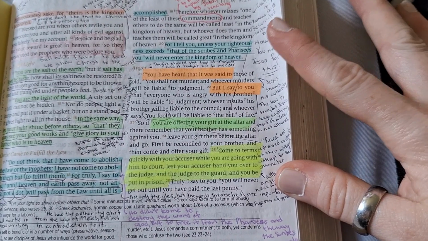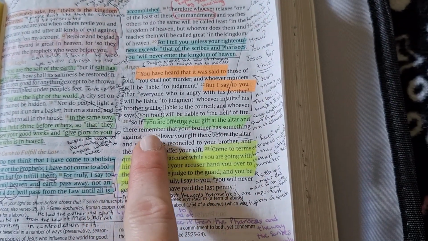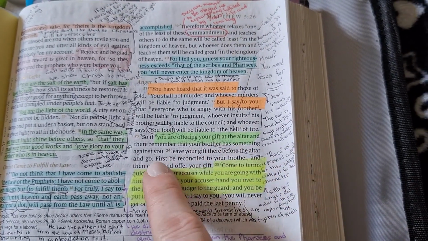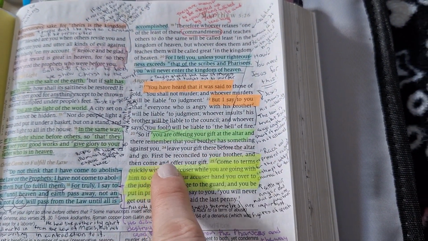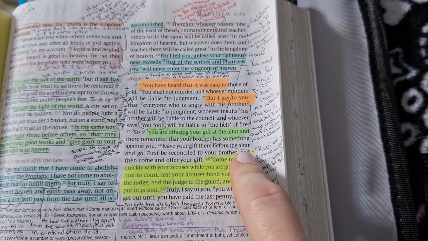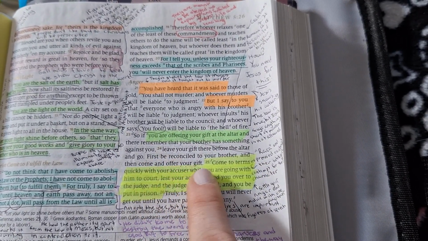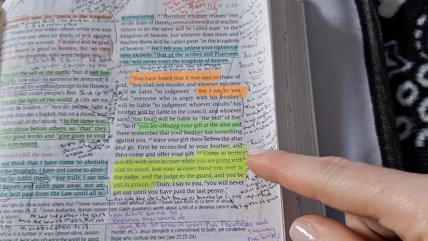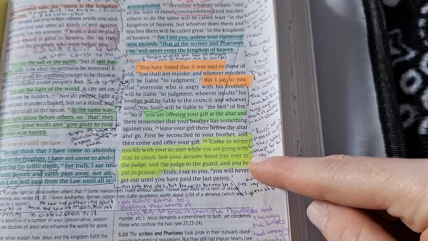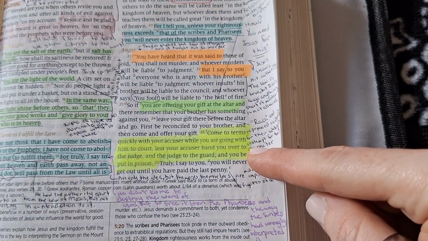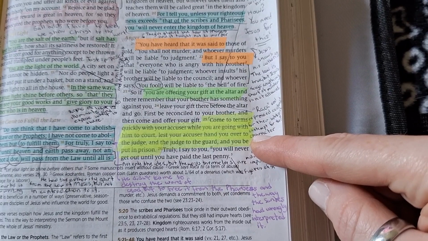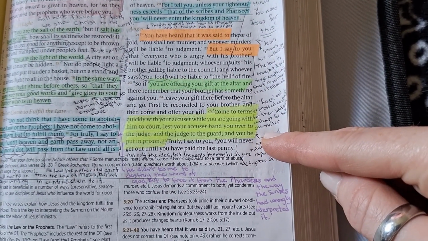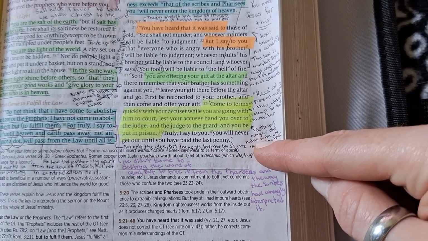All right. And he's basically saying here is like you are offering your gift at the altar. Leave your gift there and go, first be reconciled with your brother. So this is important. Reconcile with your brother and then come and offer your gift. Come to terms quickly with the accuser while you are going with him to court, lest your accuser hand you over to the judge and the judge to the guard, and you will be in prison. Truly I say to you, you will never get out until you have paid the last penny.